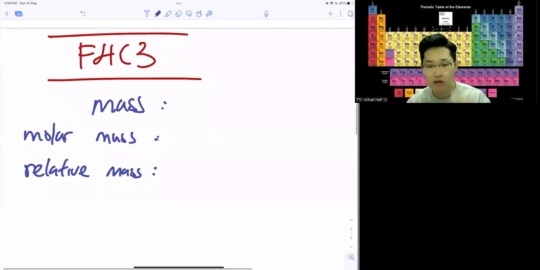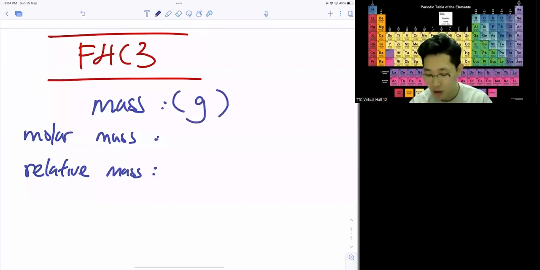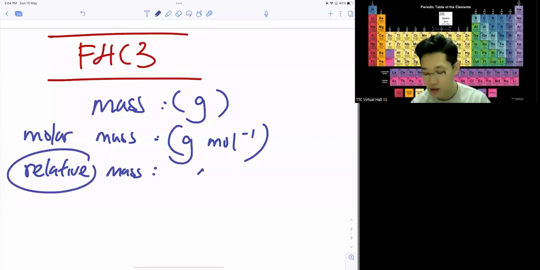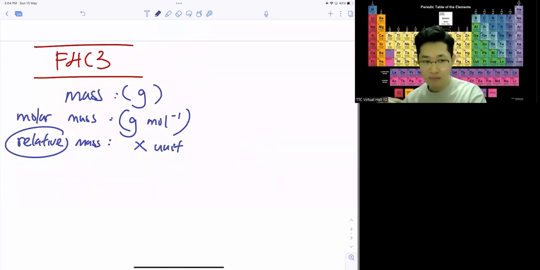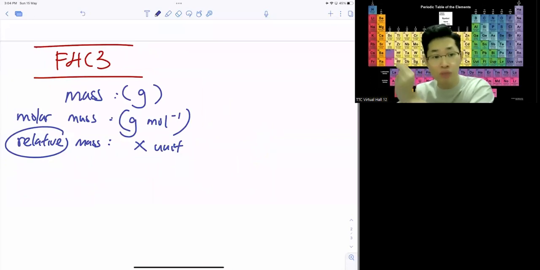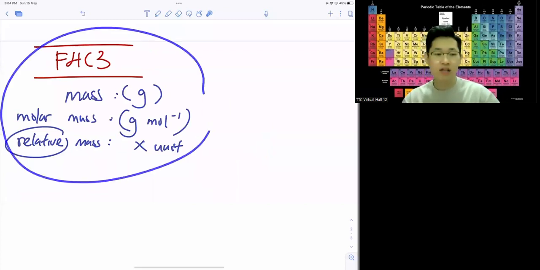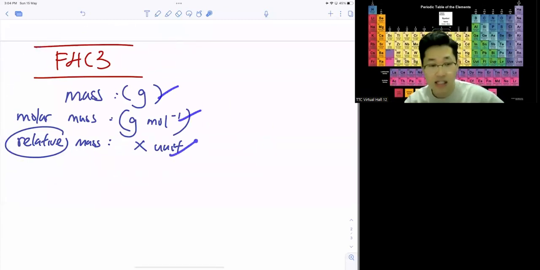So I can always write down to remind myself. You don't have to write very pretty notes. You just put in everything that you do not know. Mass is gram, molar mass is gram per mole. But when you ask relative, no unit. To remind yourself, next time before your exam, you just open back this book, you read, then you know, oh yeah, these are the things that I do not know.